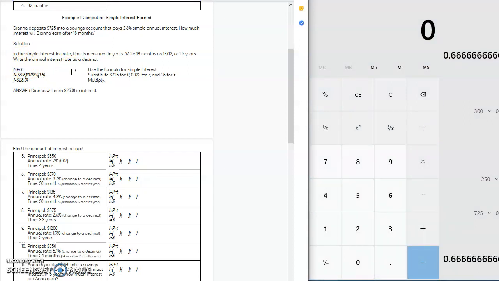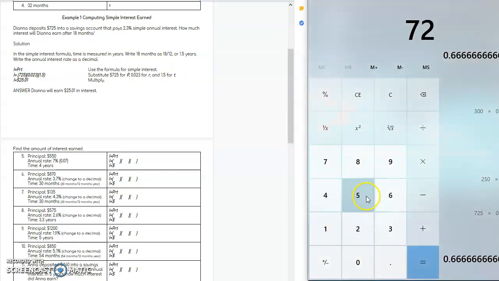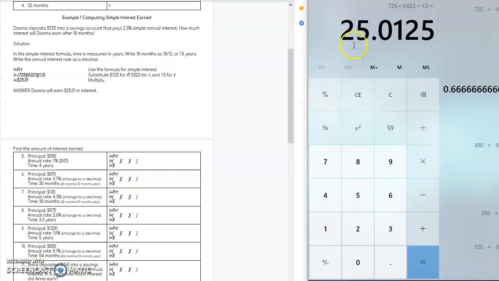P is going to be our principal at $725, the amount that Diana put into the savings account. I'm going to multiply it by R, which is my simple annual interest. So I'm going to put 2.3 and make sure to hit that percent sign, because notice it moves that decimal 2 to the left, 0.023, or you can move the decimal on your own. And last but not least, we're going to multiply by T, which is time. We calculated 1.5 years. So notice here, I get the answer of $25.01 in interest.